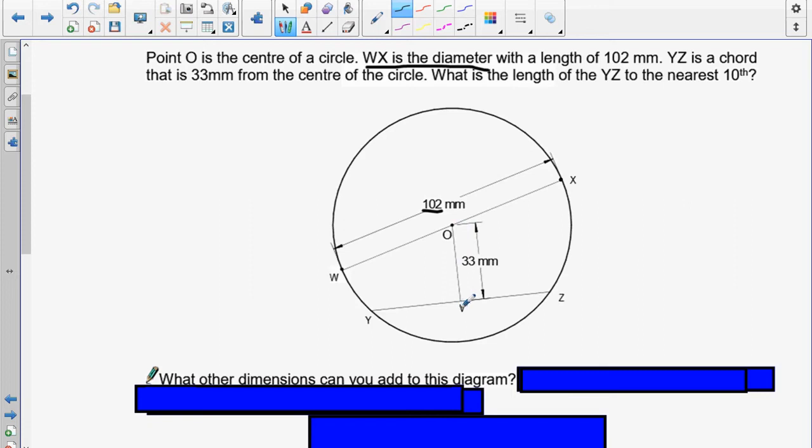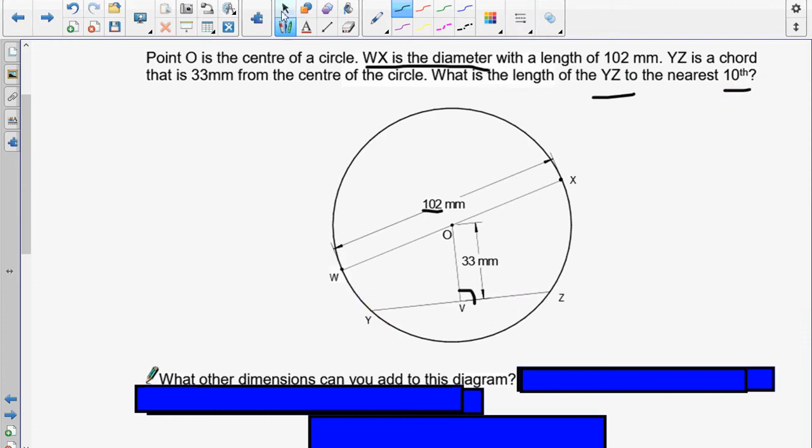Now, here's something you have to understand. The shortest distance between a point and that line means this is going to be 90 degrees, right? Because this is a chord. It says, what is the length of YZ? So how long is this to the nearest tenth?